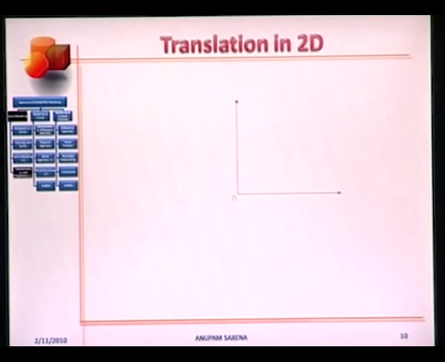Translation in 2 dimensions. We have the two-dimensional xy plane. We have a point Pj, coordinates xj and yj. Let's translate this point through this vector to its final location Pj star with coordinates xj star and yj star. The translation vector has components p and q. In other words, p is the amount of translation along the horizontal direction, and q is the amount of translation in the vertical direction.